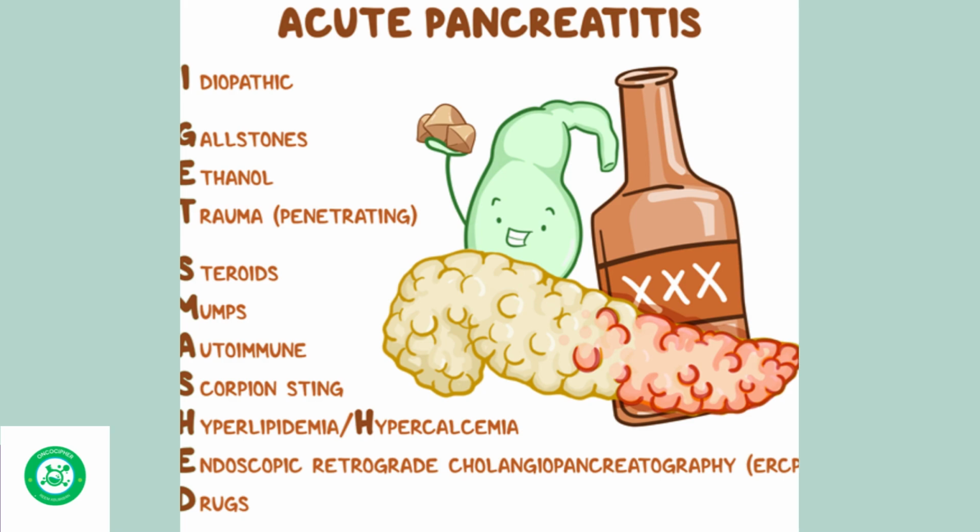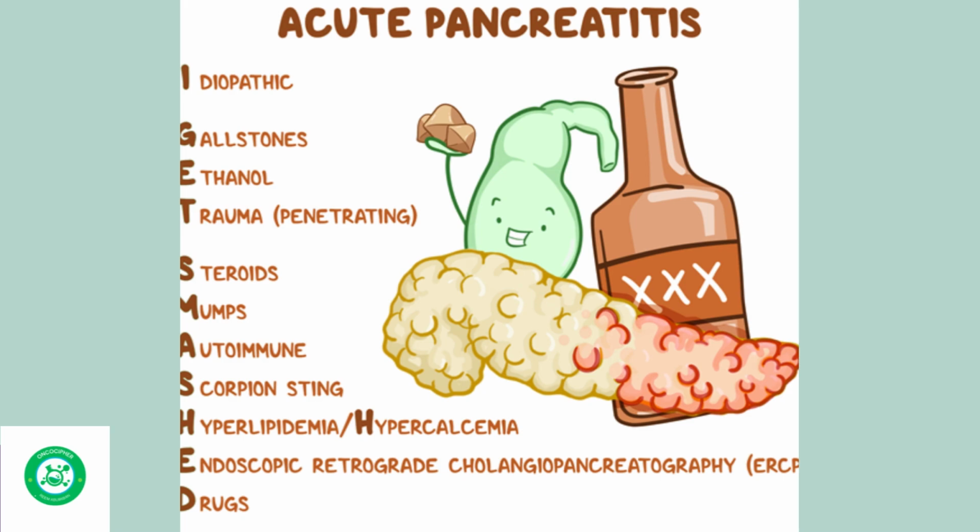We have a scorpion sting. Actually, it's not only about scorpion stings, other toxins also cause acute pancreatitis because the pancreas is highly vascular, so the toxins can easily go to the pancreas and cause infection. We have hyperlipidemia and hypertriglyceridemia, and I said that hypercalcemia also causes acute pancreatitis.